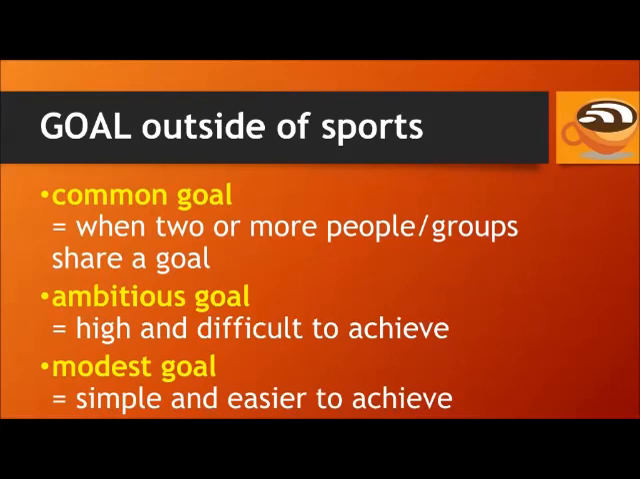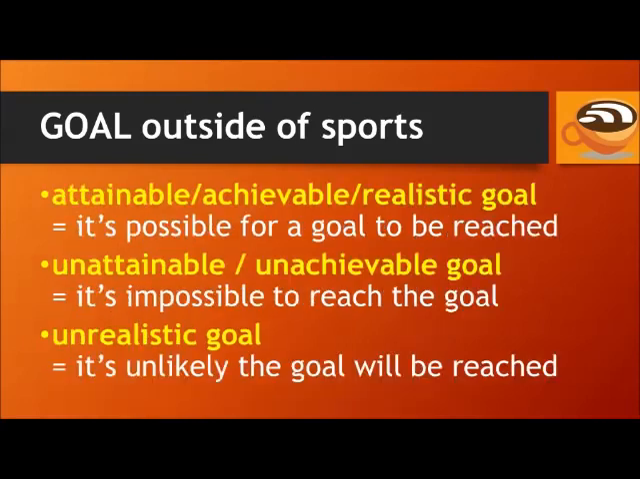An ambitious goal is one that is high and difficult to achieve, and a modest goal is one that is simple and easier to achieve. If a goal is attainable, achievable, or realistic, it means it's possible for that goal to be reached. But if you describe it as an unattainable or unachievable goal, you're saying it's impossible to reach that goal.